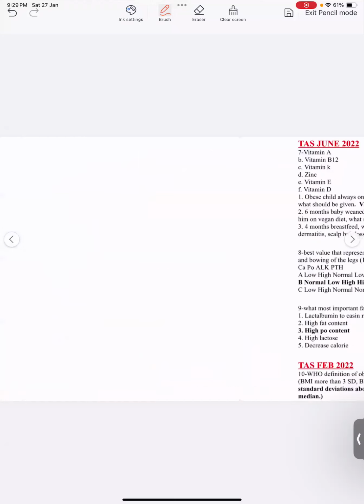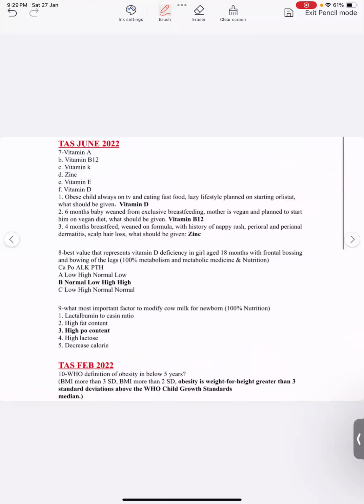Right. Moving towards the next question. See here again the same things about the vitamin supplementations. Obese child, he is always on TV and eating fast food. Lazy lifestyle, plan to start on orlistat, that is a drug. What should be given? Why should we give vitamin D to the patients who are on orlistat?